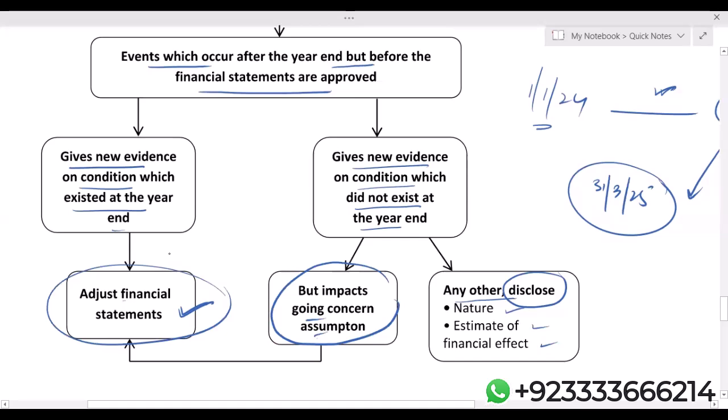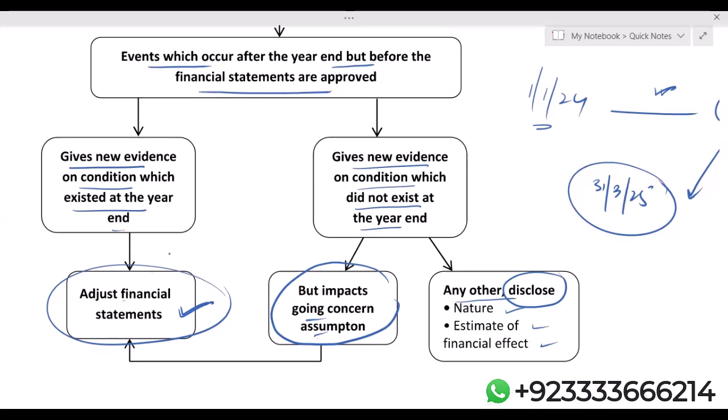For example, on SOFP date, on reporting date, obviously the company did not have any information regarding, let's say, theft of a stock, fire of a stock. So fire of a stock, theft of a stock, these are examples of non-adjusting events. So if after the reporting date, before the authorization of financial statement, there is any theft of a stock or, let's say, fire of a stock, it is treated as a non-adjusting event. If it is material, you have to just disclose.